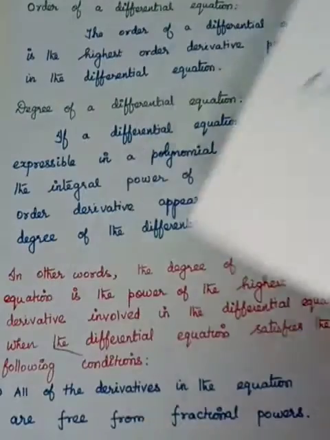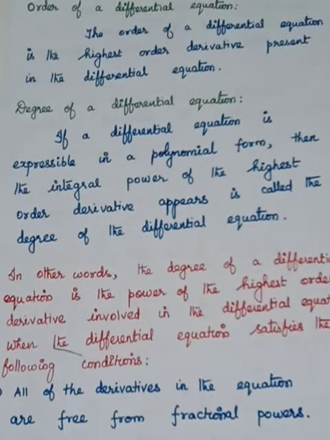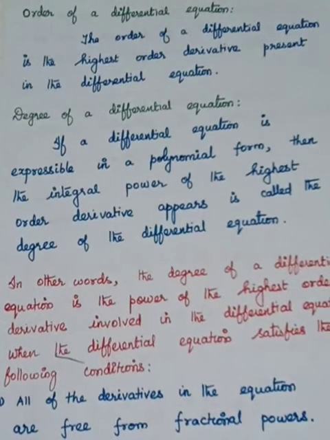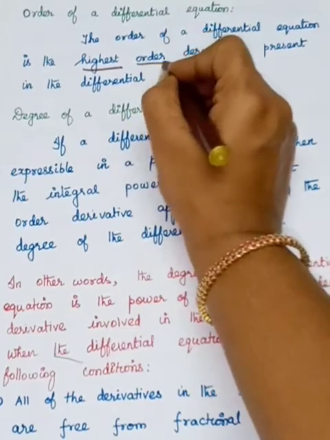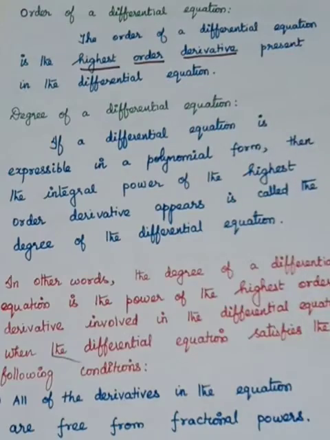Next, we are moving to the order and degree of a differential equation. First we are going to see the order. The order of the differential equation is the highest order derivative present in the differential equation. So in differential equations, derivatives will be involved, and among the derivatives, we look at which derivative has the highest order.